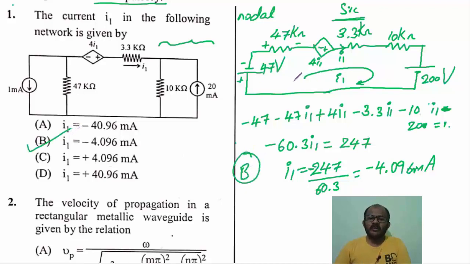Now, based on this circuit you can eliminate option C and option D because the current in this path is negative. So you can eliminate these positive answers.